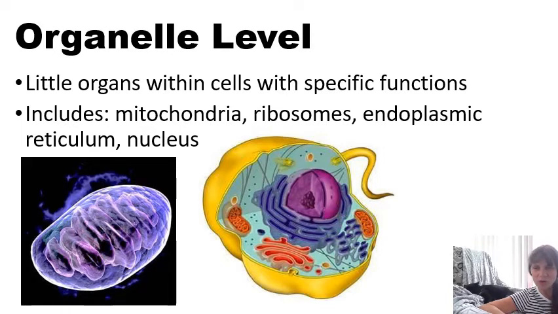Anytime you see a word with the ending ELLE or ULE, that ending denotes a smaller version of the preceding root word prior to it. So an organelle is a smaller version of an organ. These are the little pieces, parts inside cells that make cells function. These include things like mitochondria, ribosomes, rough and smooth endoplasmic reticulum, the nucleus, just to name a few.